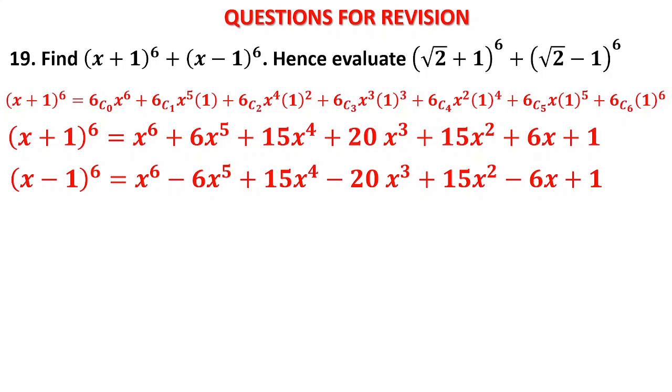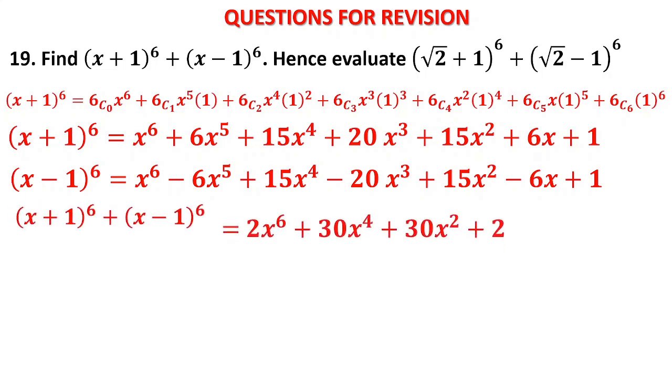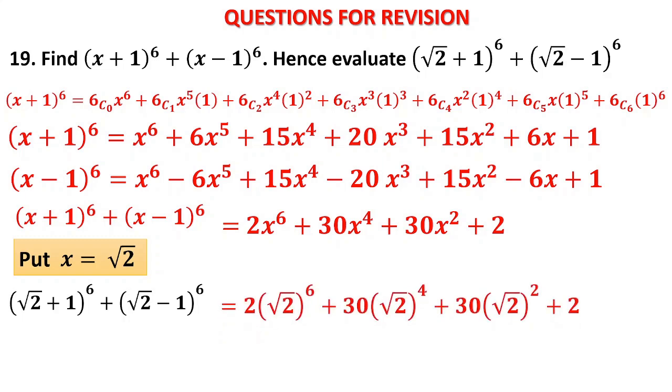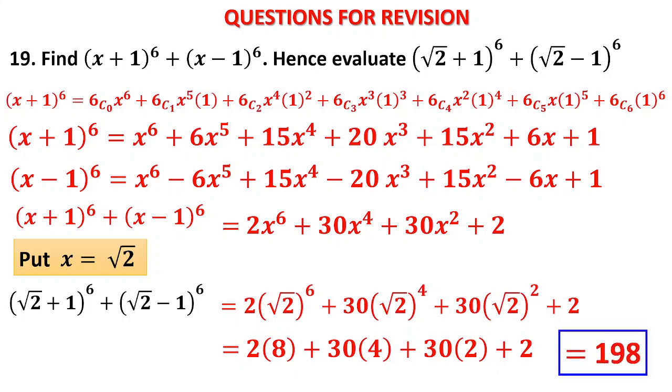Now you have to add them. What will happen when you add? The first and second elements get cancelled, the fourth element gets cancelled and the sixth element gets cancelled. Therefore, when you add them, you will get 2 times x power 6 plus 30x power 4 plus 30x square plus 2. Now here you simply put x equal to root 2. When I put it, root 2 power 6 into 2 plus 30 into root 2 power 4, plus 30 into root 2 square plus 2. Root 2 power 6 is nothing but 8. Root 2 whole power 4 is 4. Root 2 whole square is 2. When I add all of them, I am getting 198.